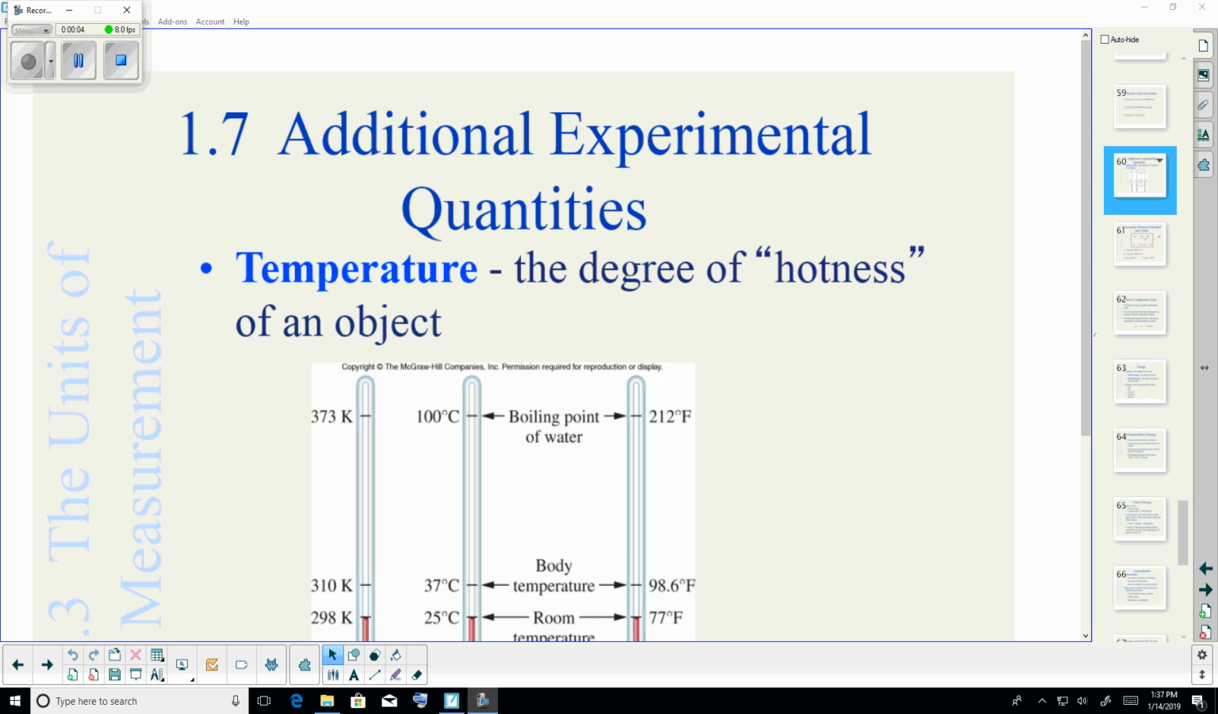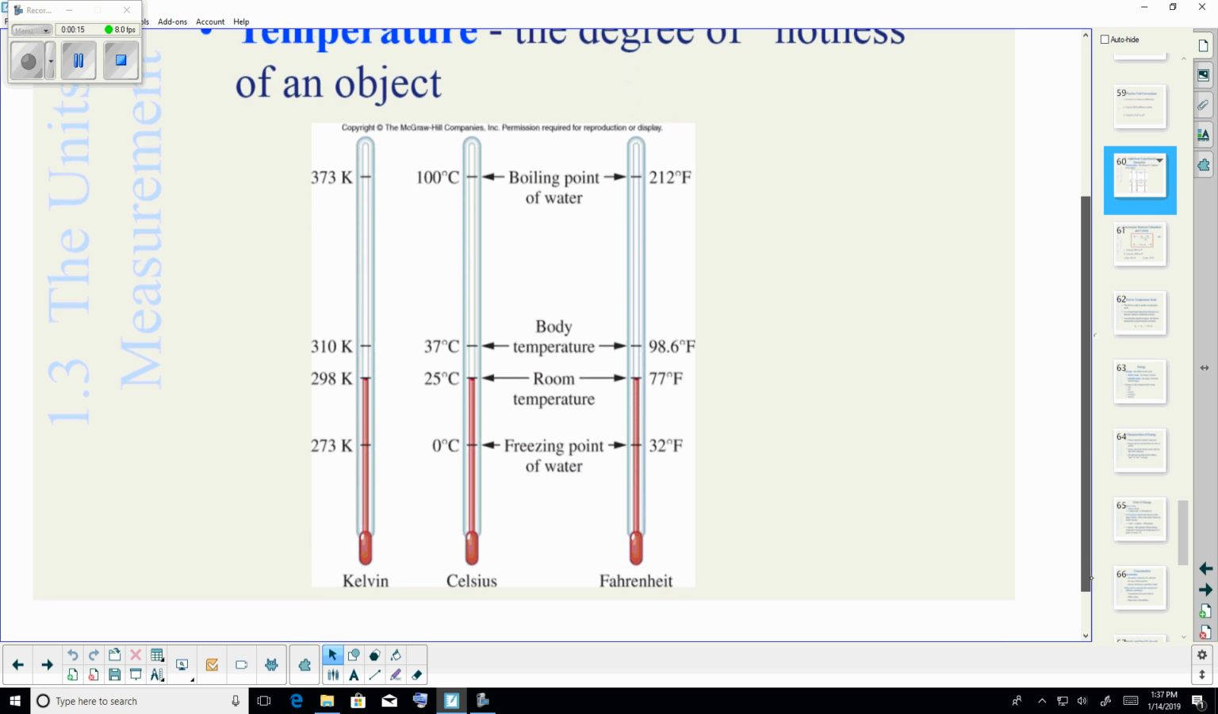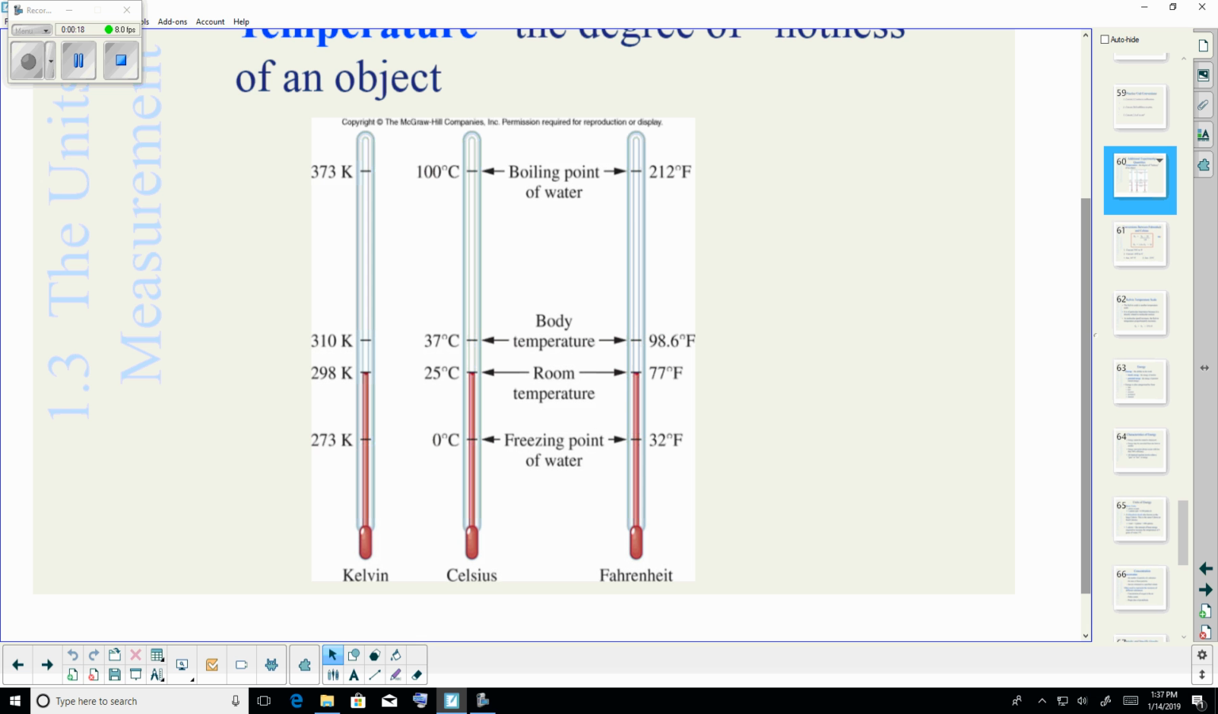Okay, on chapter 1, finishing where we left off. Temperature conversions, we talked about the temperature scales: Kelvin, Celsius, and Fahrenheit. We're going to use Celsius and Kelvin in this class.